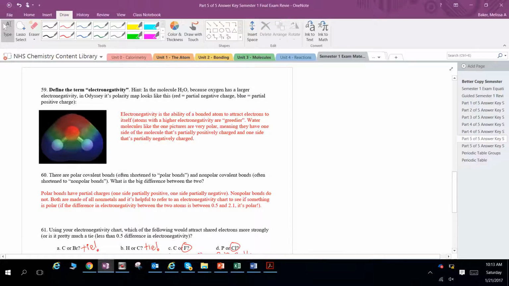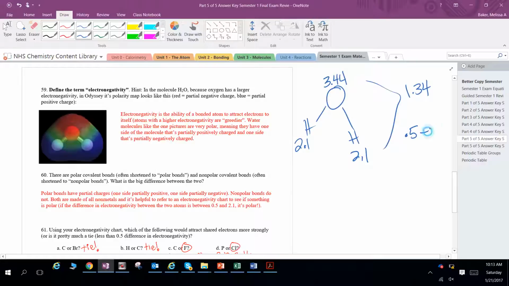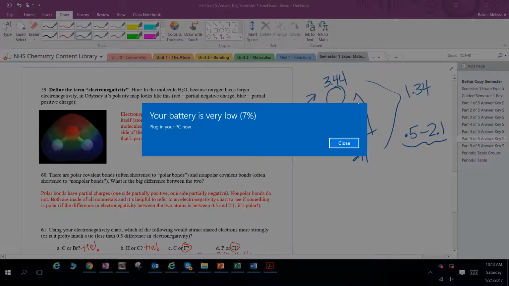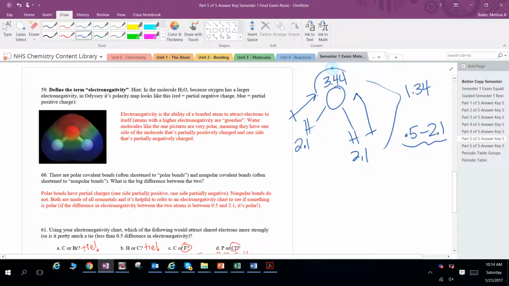Electronegativity. Electronegativity is when you've got a bonded pair of atoms and one of them is greedier than the other one for electron cloud. So, for example, if you check out your electronegativity chart, it gives you numbers, like oxygen is 3.44 and hydrogen is only 2.1. That's a difference of 1.34. If the range is between 0.5 to about 2.1, that means that that's a polar bond, which means that the oxygen is pulling more than its fair share of the electron cloud.